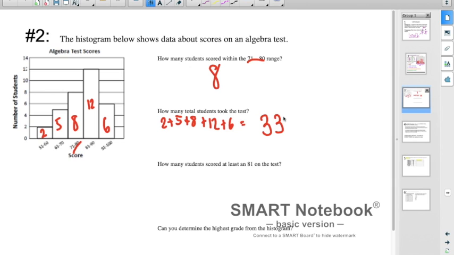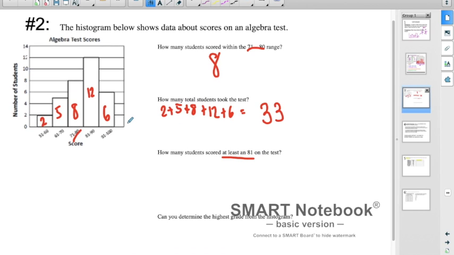How many students scored at least an 81? At least an 81. Be careful with the words. It's not asking below an 81. It's saying how many of you guys got an 81 or higher on it. So we got to start this one and everything beyond this one. So 12 plus 6. So 18 students got at least an 81, which is good.